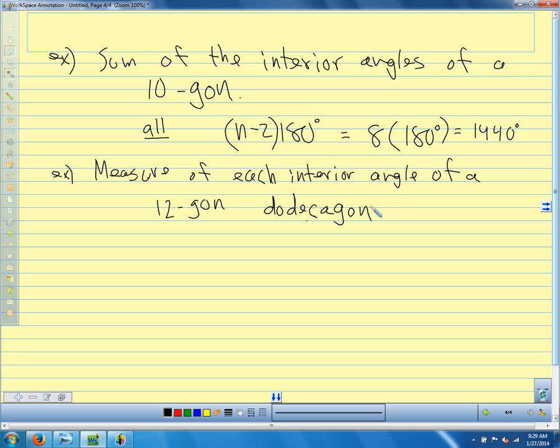I don't think 11 has a special name. So the measure of each interior angle of a 12-gon, a dodecagon. So this problem is asking us for all together or just one? Just one. We need the measure of one. So we're going to use one angle, and we need to know that this is a regular 12-gon. We can't use the formula if it's not regular.